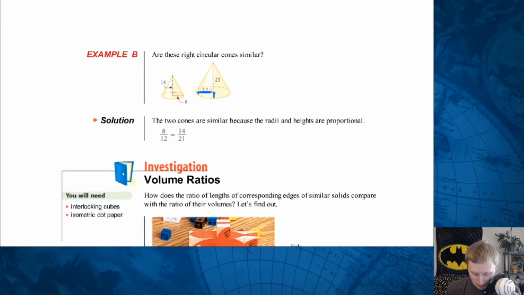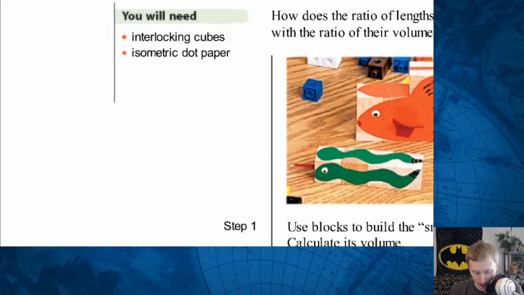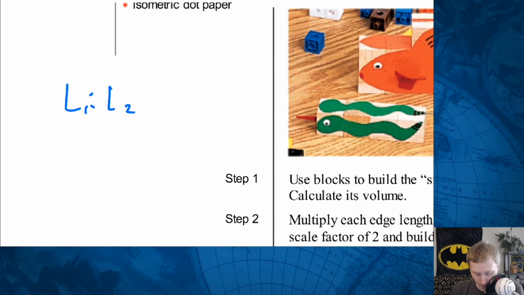All right, if you've been listening and paying attention, maybe you'll know where I'm already going with this next investigation. What about the ratio of the volumes itself? How does that compare to the ratio of the lengths, right? If I want length 1 to length 2, how does that compare to volume 1 to volume 2? What is the relationship between those ratios?